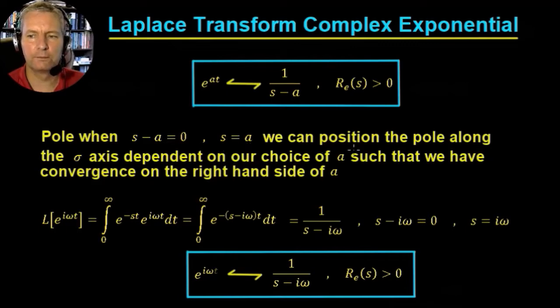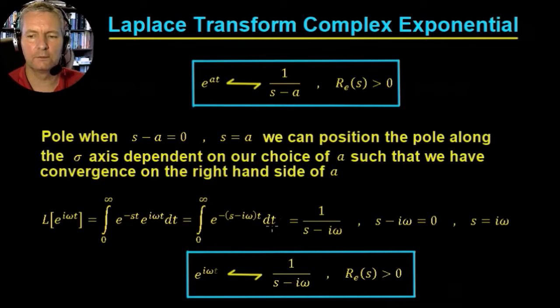So it meant that we could position the pole along the sigma axis, depending on our choice of a, such that we have convergence on the right hand side of a. So now we're interested in the complex exponential. Let's say we find the Laplace transform of this complex exponential e to the I omega t. So we integrate from 0 to infinity of e to the minus st times e to the I omega t dt. So this is the integral from 0 to infinity of e to the minus s minus I omega t dt.